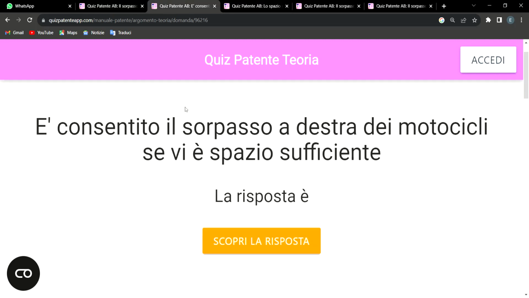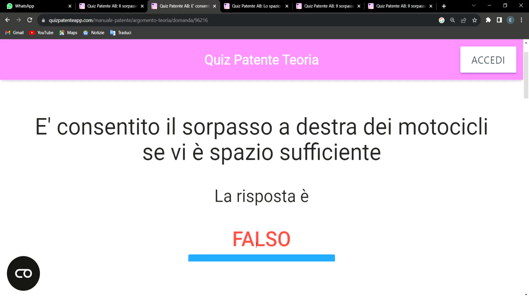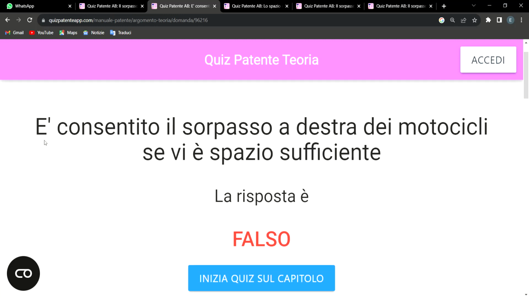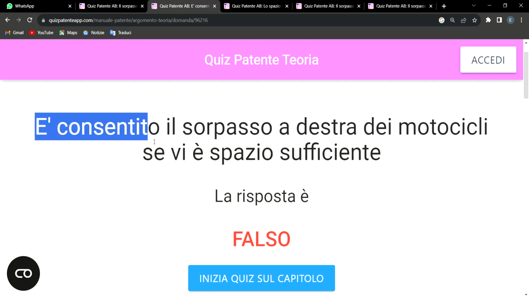Take note of that. Number 2, it says è consentito il sorpasso a destra dei motocicli se vi è spazio sufficiente. Vero o falso? This one is falso. I will explain to you the reason why it's falso. First and foremost, it says è consentito. This statement, è consentito, simply says that you are permitted. Consentito il sorpasso a destra. You are permitted to overtake on the right hand side.